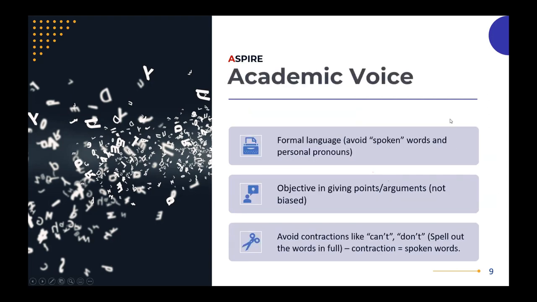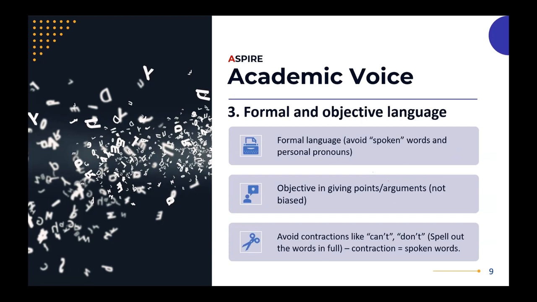Okay, next one. Formal and objective language. Formal language, I think you know this. Avoid spoken words and personal pronouns. But personal pronouns are a gray area now. I think a lot of articles that you have read so far will have words like we, right? But very rarely do you see I.